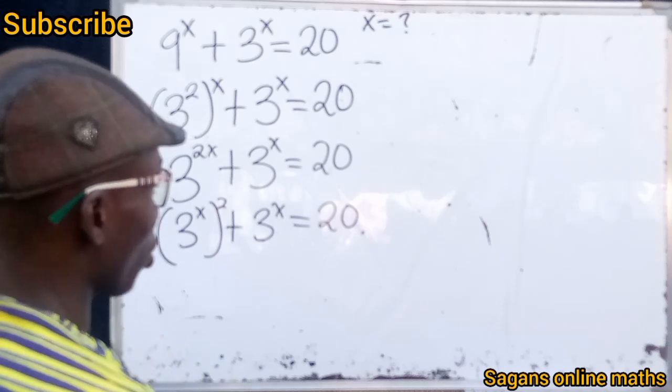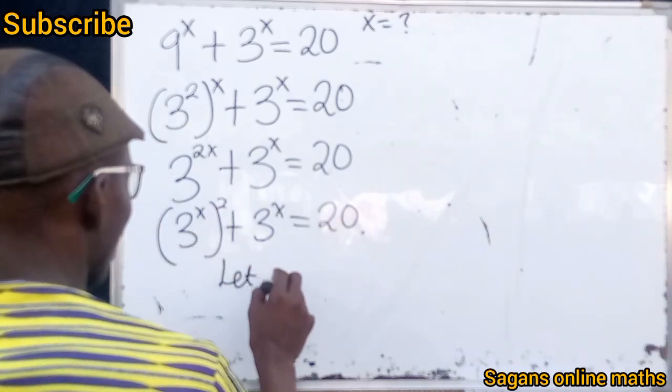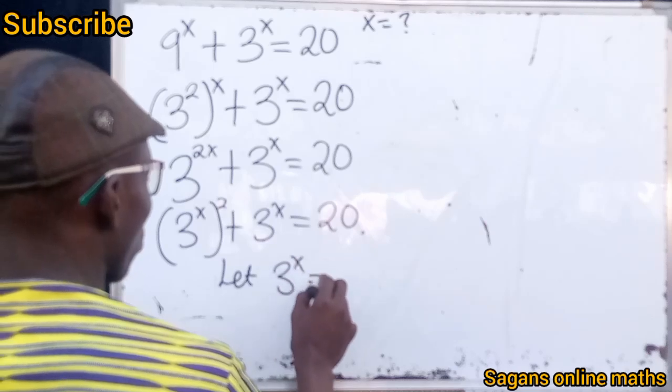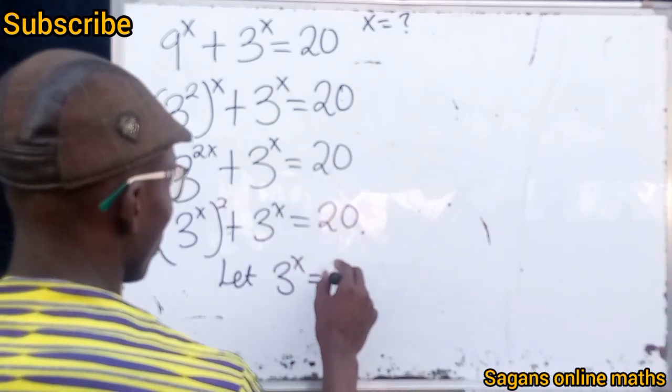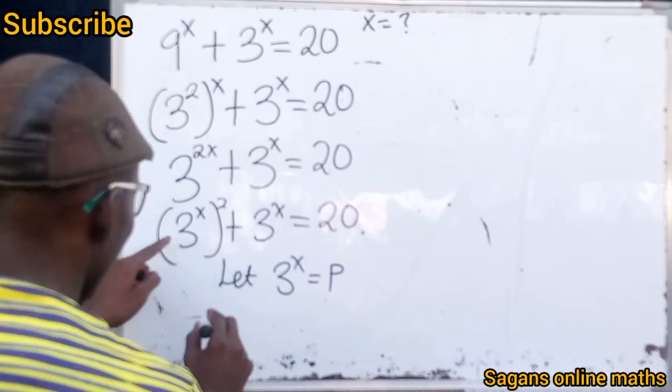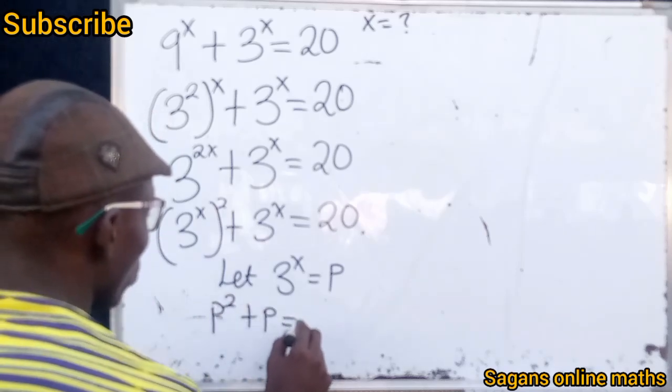Now you can observe that something is common. What is common? 3 raised to the power of x is common. We can say let 3 raised to the power of x equal any variable, but always prefer p. I so much love p. So let 3 raised to the power of x equal p. Now in place of this, we're going to have p raised to the power of 2 plus p equals 20.